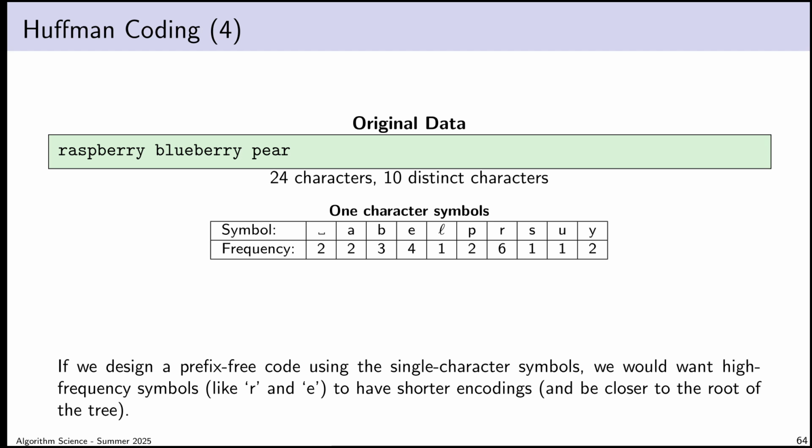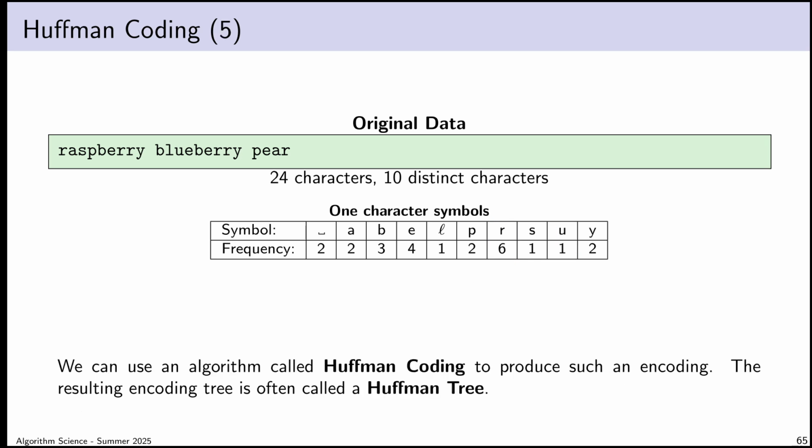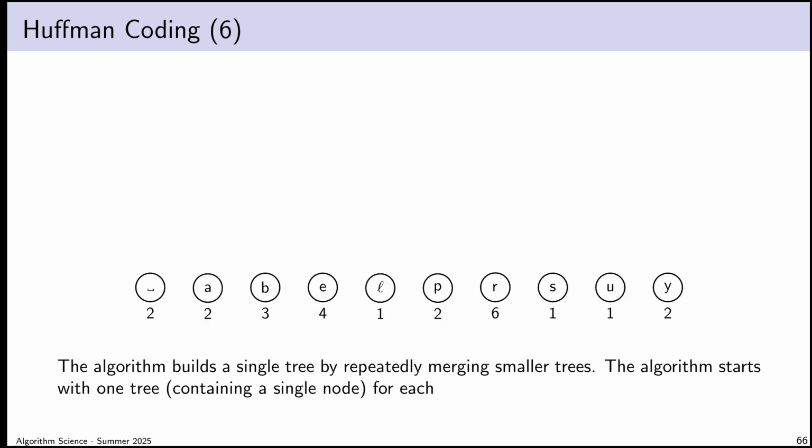And so if I design some prefix-free code that values each character appropriately, I should expect, hopefully, that R, the most common letter, has a short encoding. In exchange, I don't mind if U has a long encoding, because U only occurs once. If I lose a bit or two on the U's, but I save a couple of bits per R, I'm going to make a profit overall. And the algorithm, which is the point of this lecture, is called Huffman Coding. And the tree it produces is called a Huffman tree.